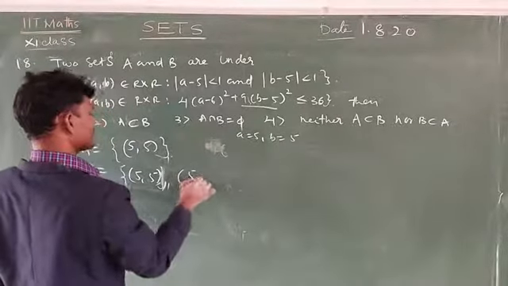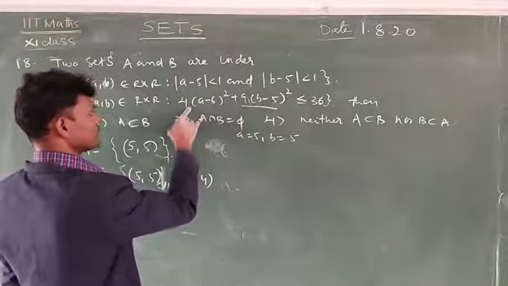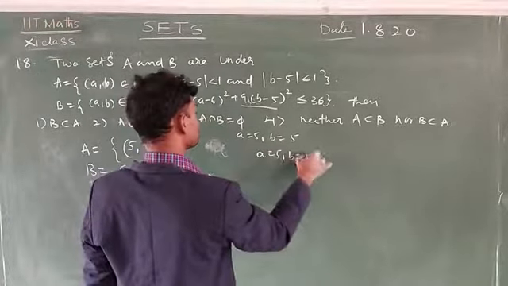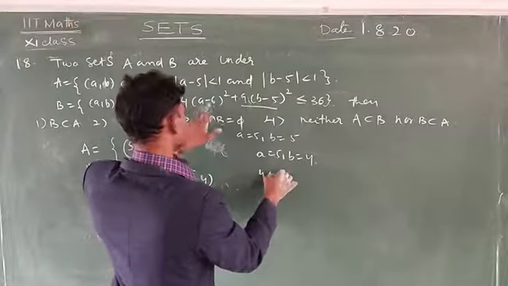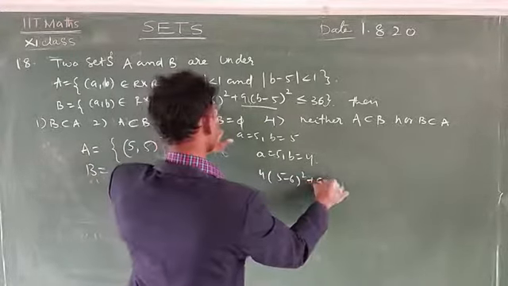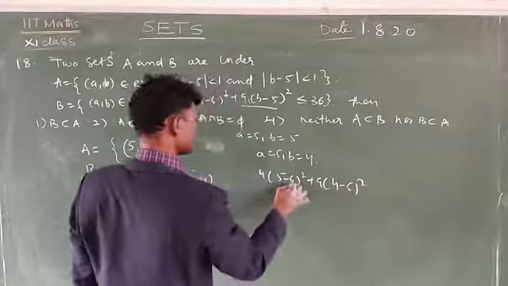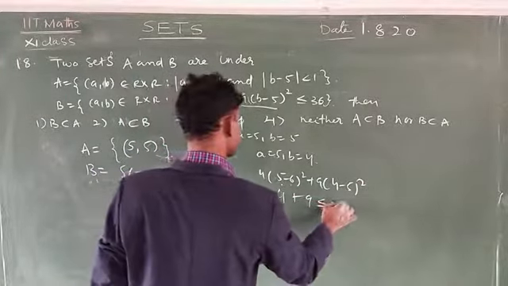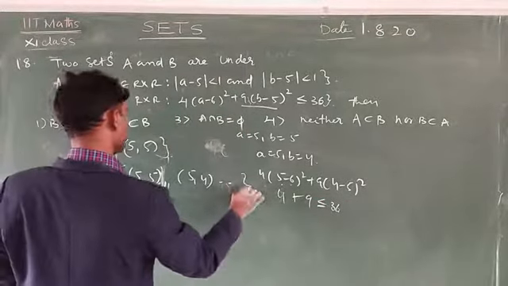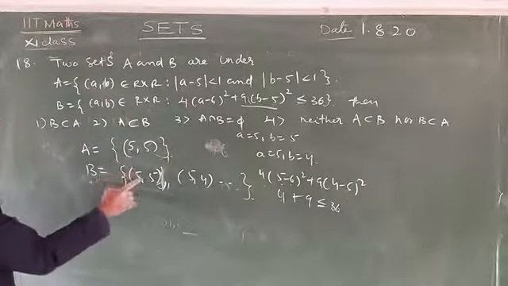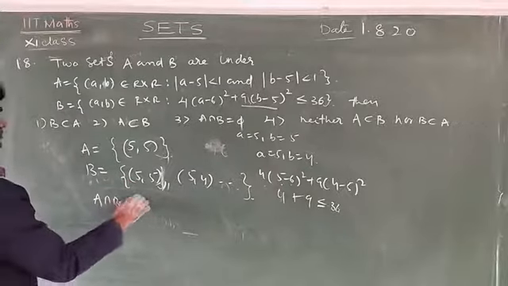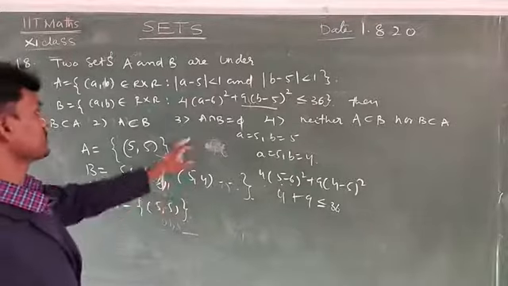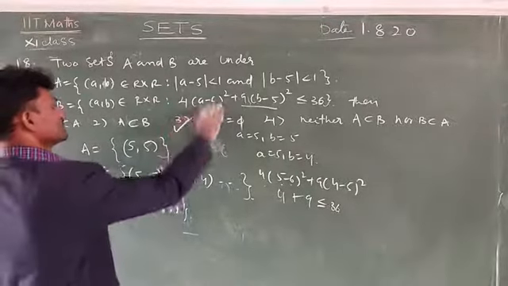Taking a equal to 5 and b equal to 4: 4 times (5 minus 6) whole squared plus 9 times (4 minus 5) whole squared. Now this is 4 times 1 plus 9 times 1, which is 13, less than or equal to 36. So already here 5, 5 is there. A intersection B is the set containing the ordered pair 5, 5. Now A intersection B is not equal to the empty set. This third option is correct.